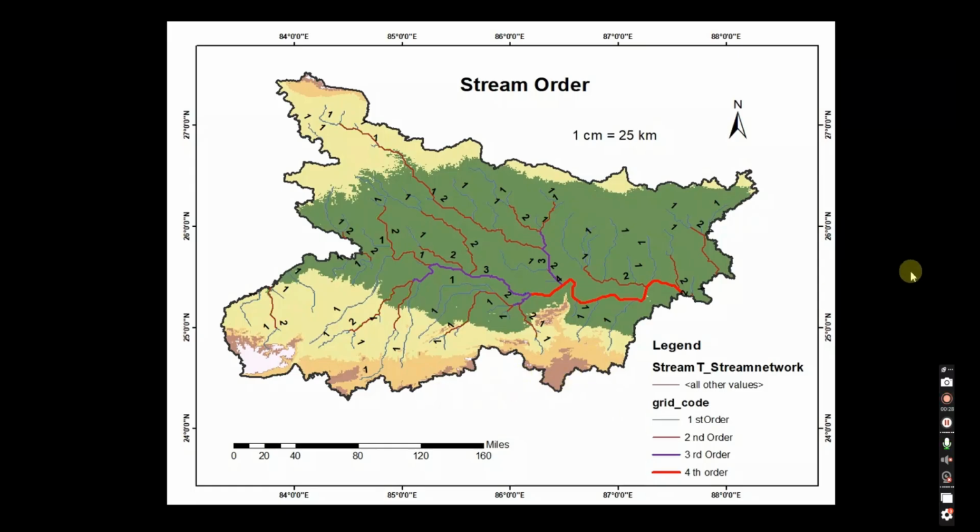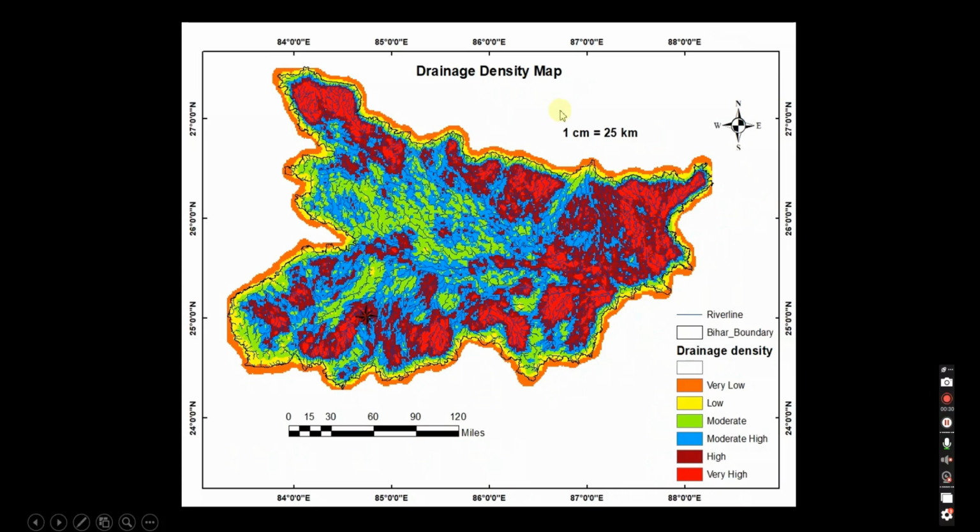Next, drainage density map. Drainage density, or stream density, shows the total length of rivers or streams present within a unit area. It helps to understand drainage pattern, runoff condition, and water flow characteristics of an area. A higher river density map means more streams are connected in that region.